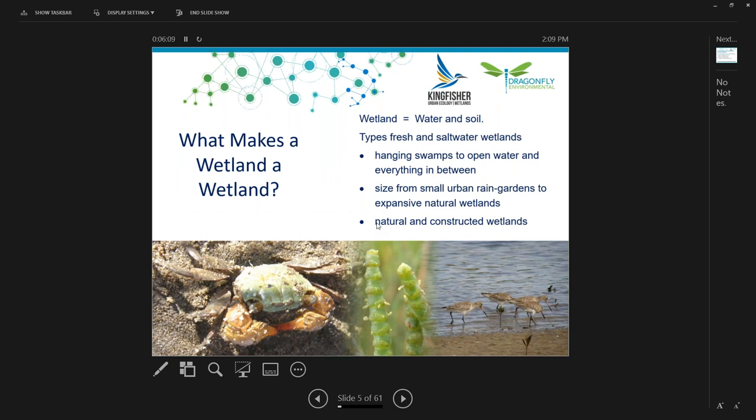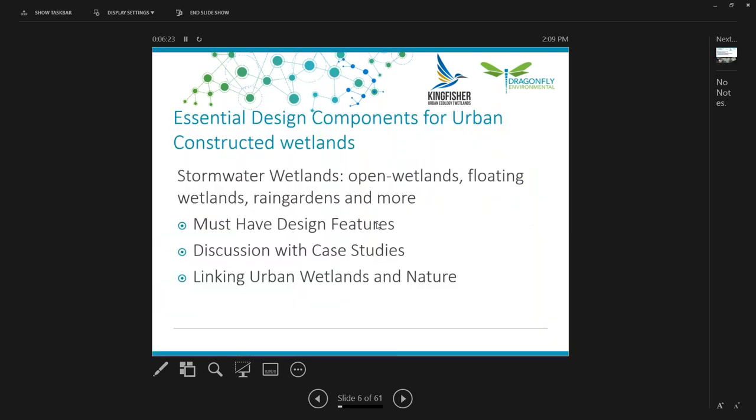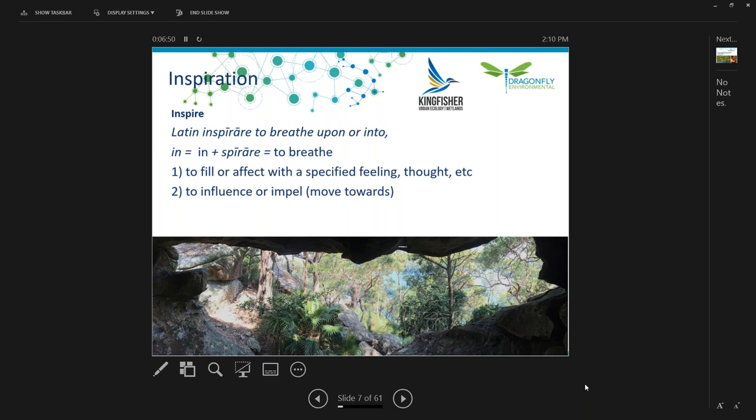What makes a wetland? So I thought before we start, just very briefly, what are we talking about with wetlands? Today's focus is urban wetlands, but this will of course be able to include hanging swamps, rain gardens, any of those things where we hold and treat water. And speaking of water, we will look at those essential design criteria, and most of it's going to be presented through case studies. So I've got a number of examples here, and through that we will look at what we can do to discuss the essential design features with examples, and of course the importance of linking urban wetlands with nature. The aim as well is to inspire.